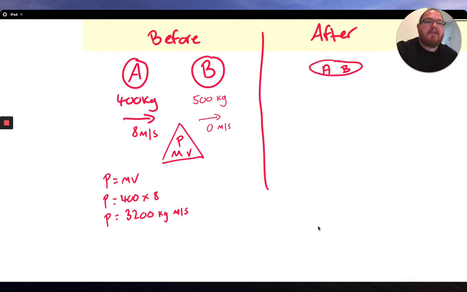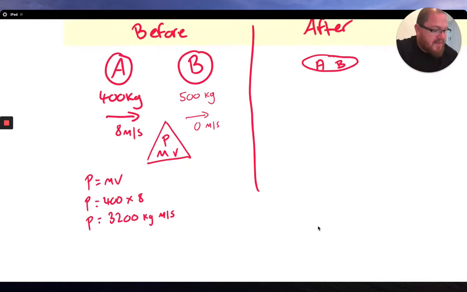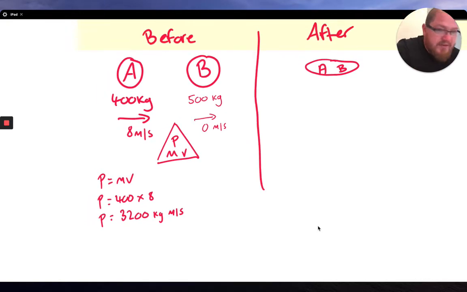My momentum for carriage B is obviously going to be 0, but we'll work it out anyway because it's not moving. There's no momentum at all. P equals MV. P equals, my mass is 500. My velocity is 0. So now I've got 500 times 0 is 0.